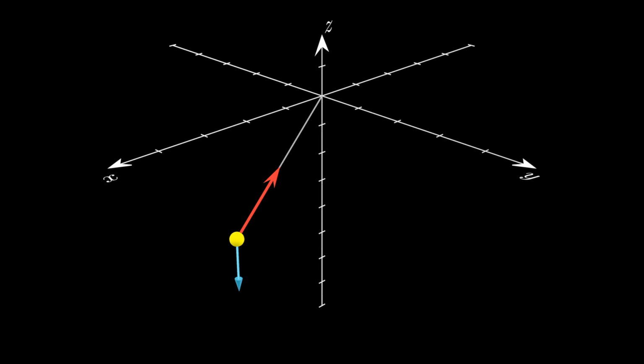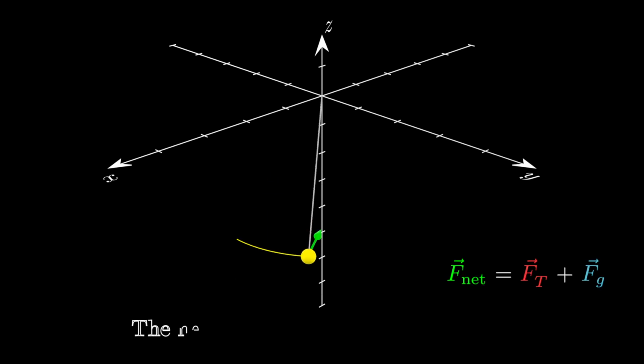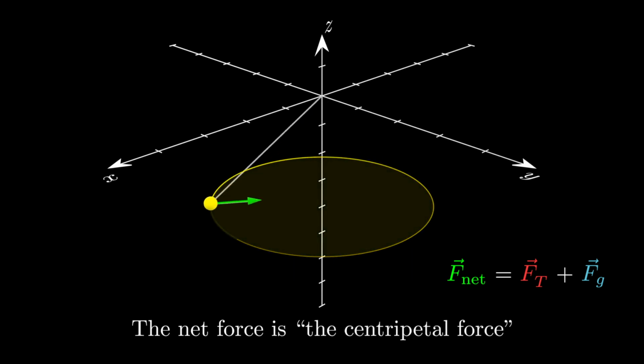Of course, if the ball is moving in uniform circular motion, then we know the acceleration must point toward the center of the circle, which means it's the net force that points toward the center of the circle. In other words, the net force is the centripetal force that keeps the ball moving in uniform circular motion.